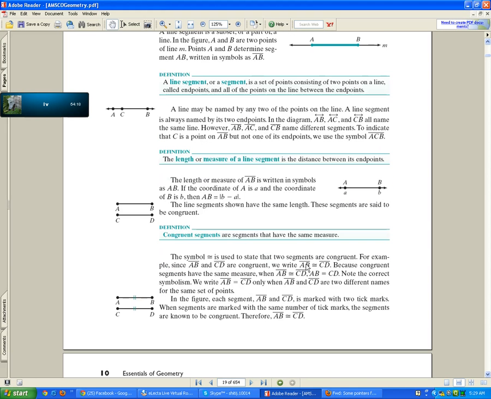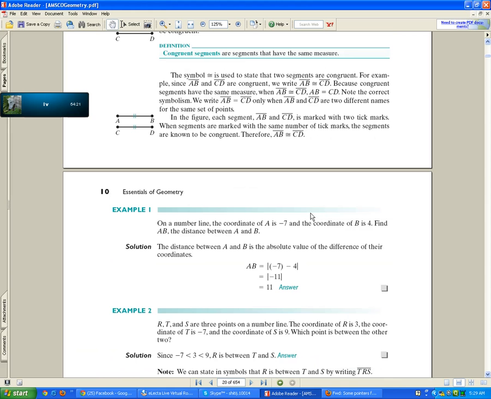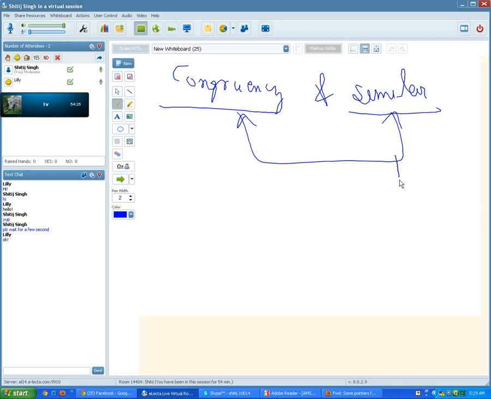So there are two different things between congruency and similarity. So congruent segments are the segments that have the same measures. When you are talking about the congruency, you will go into the measures, but when you are talking about the similarity, you will go into the ratios.